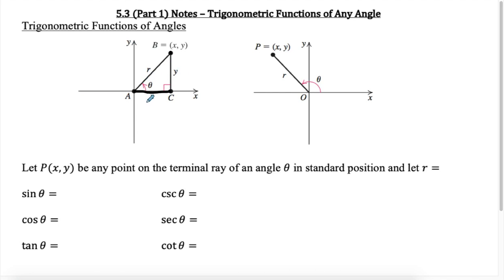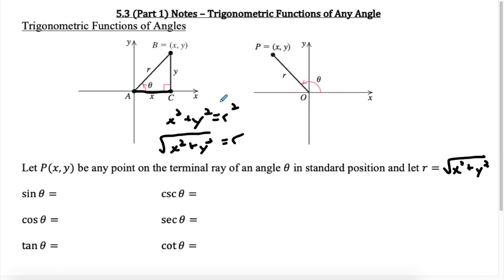But for now, to find r, we actually want to think about using the Pythagorean theorem. So in terms of x and y, we could say that x squared plus y squared equals r squared. And then if I wanted to solve for r, I could just take the square root of both sides and say that r is equal to the square root of x squared plus y squared. So we're actually going to put that here. R is equal to the square root of x squared plus y squared. And again, the x and the y come from a point on the terminal ray.